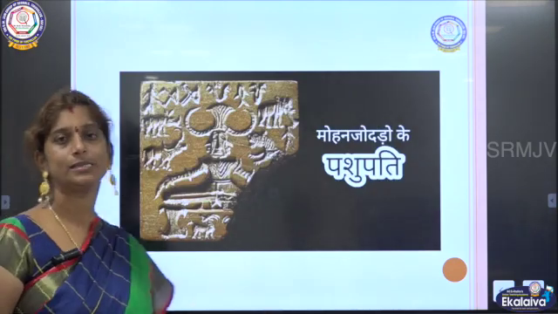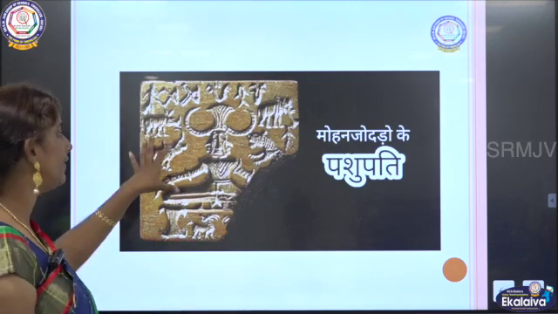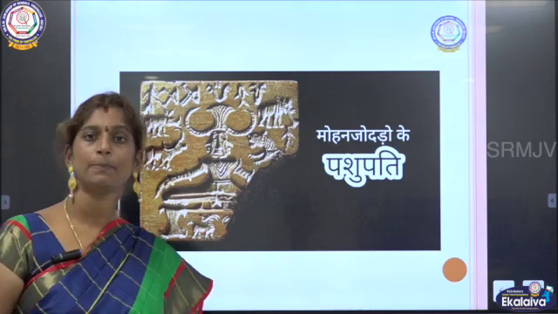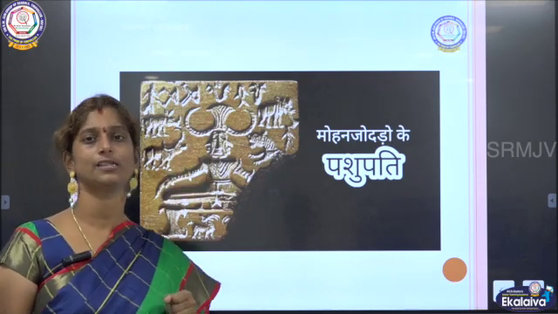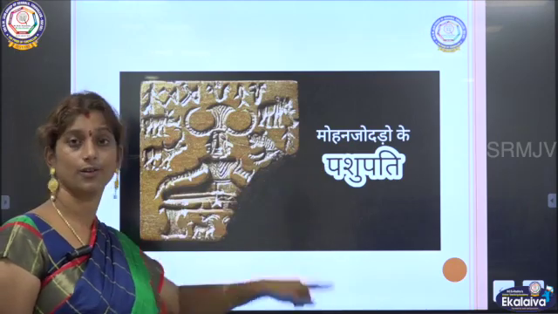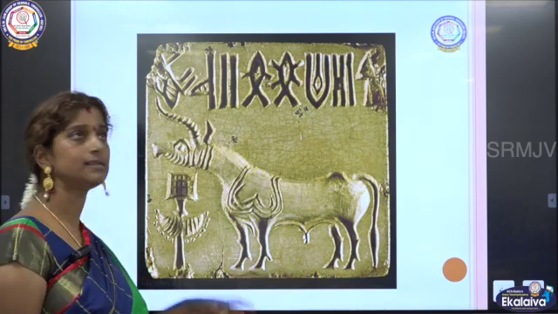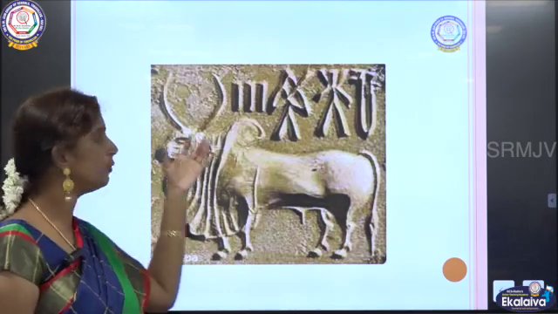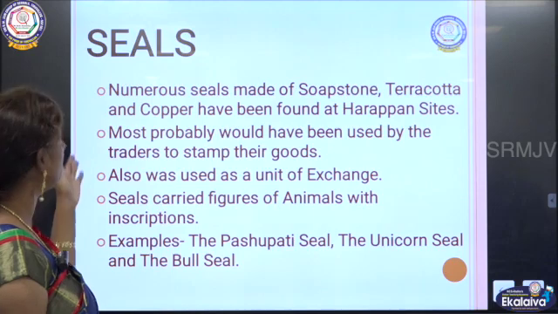Now we will see about the seals used by them, right? A very important seal used by them was the seal of Pashupati. This is a very significant seal of this Harappan civilization which has been found from Mohenjo-daro, right? There was another seal which resembles a unicorn, then a seal which had a bull. Fine, so we will just see about the seals.